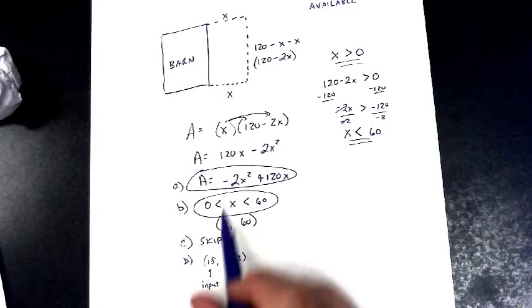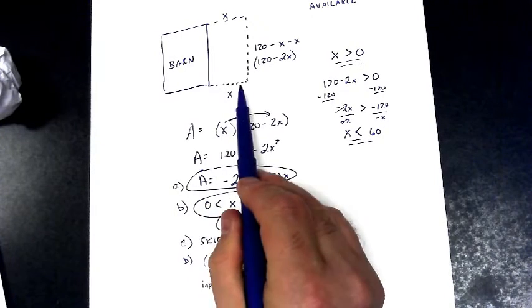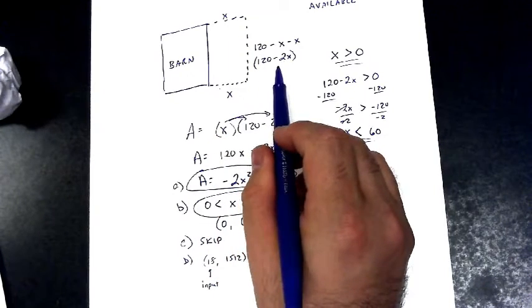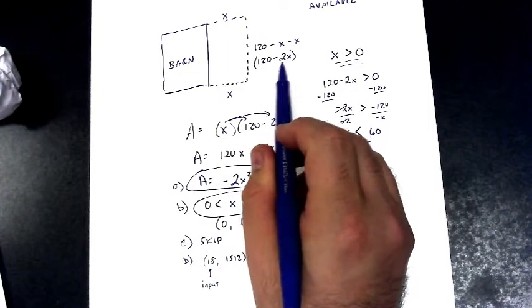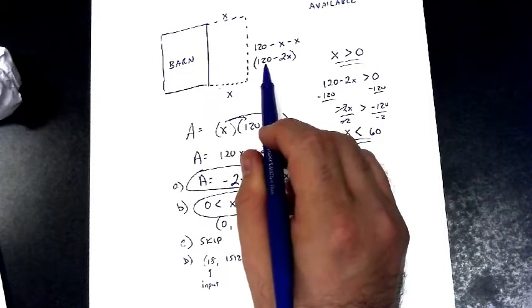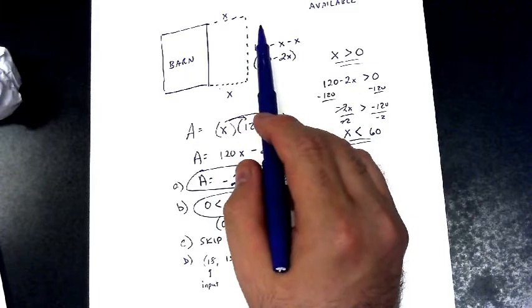So you've got 18 feet here, 18 feet here, and then 120 minus 2 times 18, so it would be 120 minus 36, which would be 84. So you could do the math and find out that this side over here is 84.